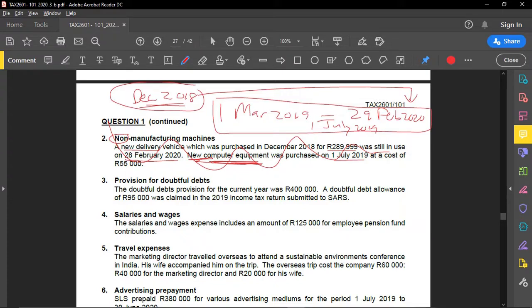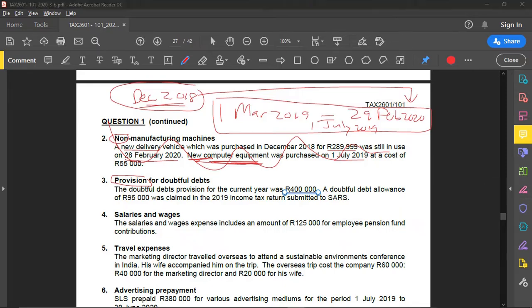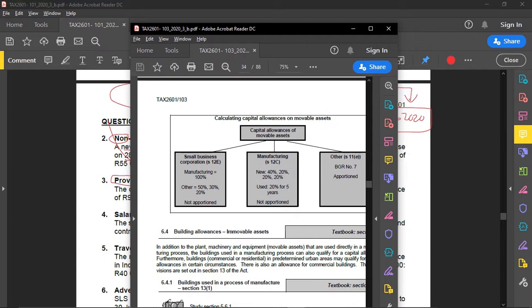The doubtful debts provision for the current year was 400,000. If it's the current year, you're going to be able to claim a portion of this provision, because based on the legislation, SARS will allow you to claim up to 25% as a deduction in the current year. Again, you can go to your textbook notes and search for it.